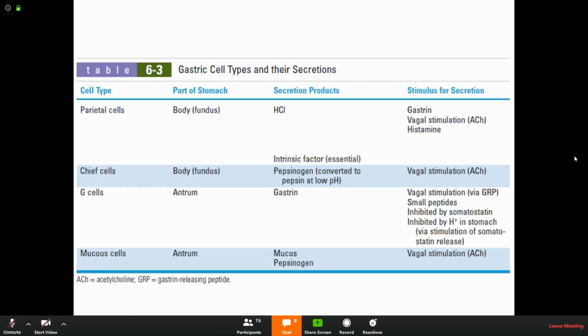All the cells get stimulated mainly due to the acetylcholine secretion. All the cells secrete the gastric juices due to the vagal stimulation that releases the acetylcholine, except G cell. Except G cell, the vagus that supplies the G cell releases gastrin releasing peptide as the neurotransmitter. This is important for MCQs also.